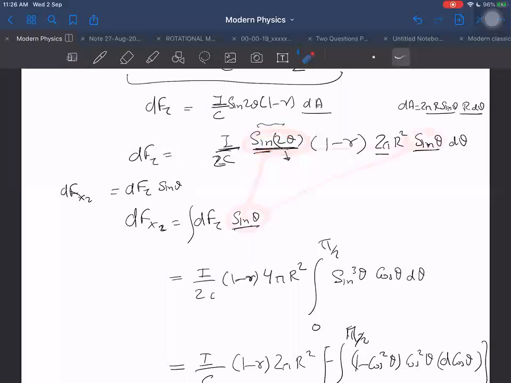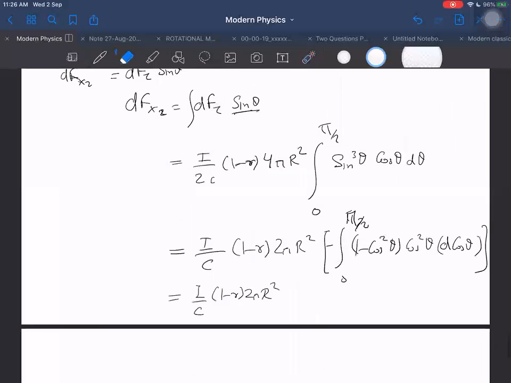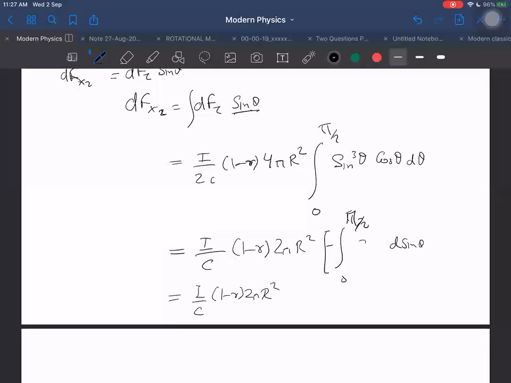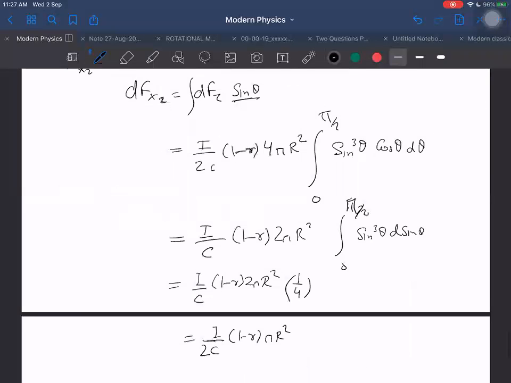How many sin thetas are there? Three. And how many cos thetas? One cos theta. Which I can write as d sin theta into sin cube theta. And there we are getting the right answer now. What do we get? Sin to the power 4 theta by 4, that is 1 by 4 at the end, which is equal to I by c into (1 minus r) into pi R squared by 2. Have I missed something again? No, it is right. By 2.